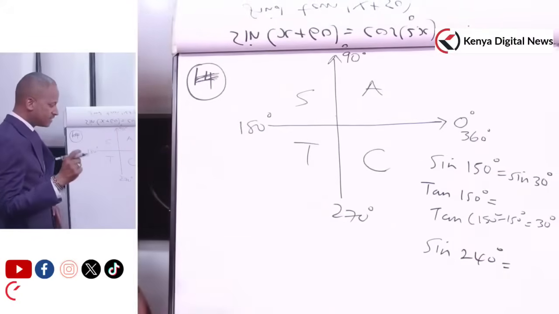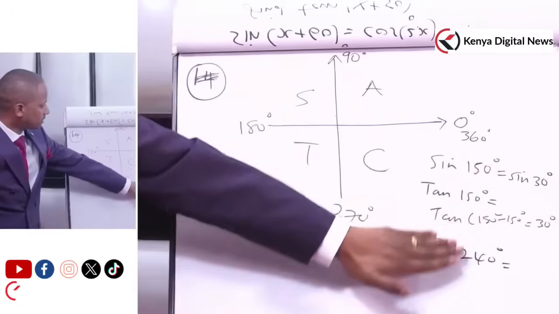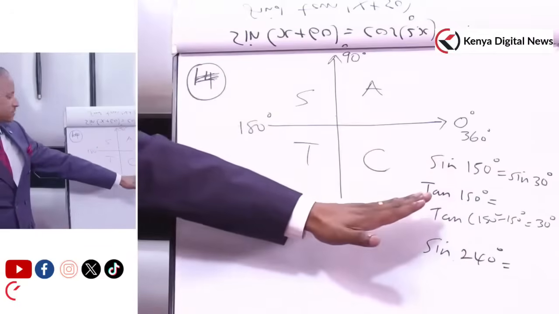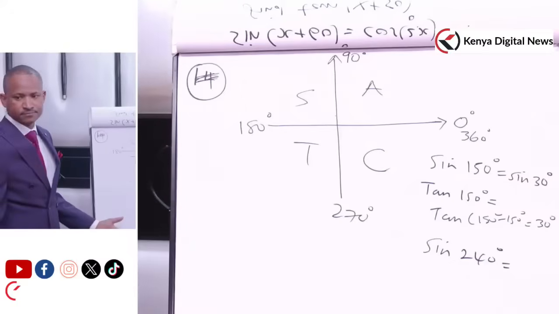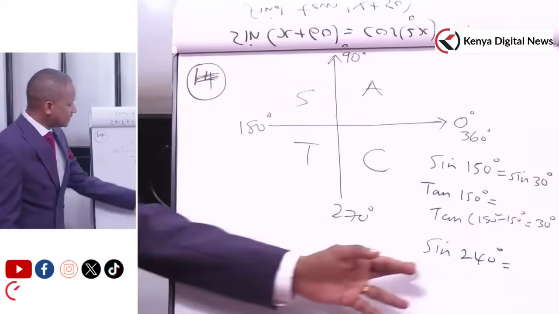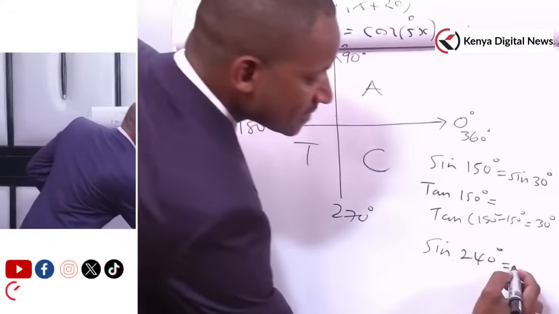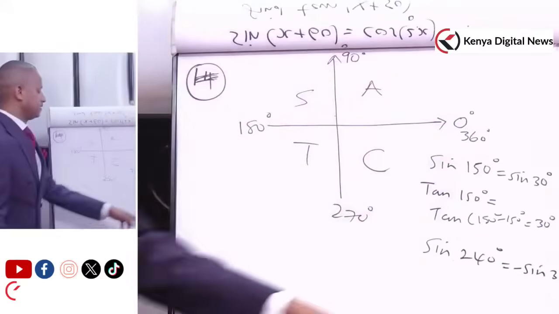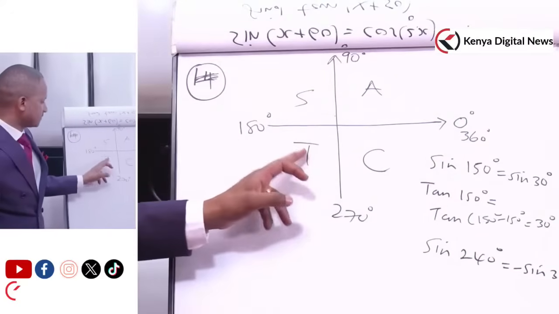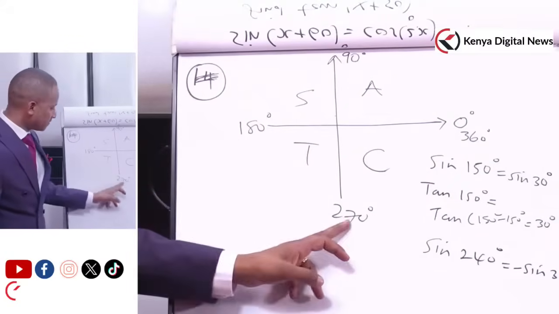So class, be very careful, because this can also be set. You only do this exam once. Also this can be set. So sine 240 is the same as negative sine 30 degrees. It is negative in this quadrant, which is 270 minus 240.